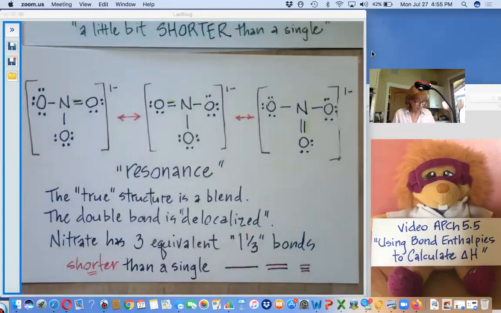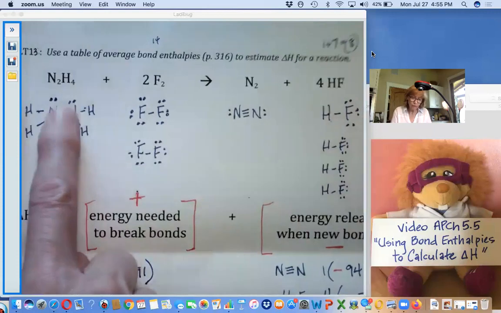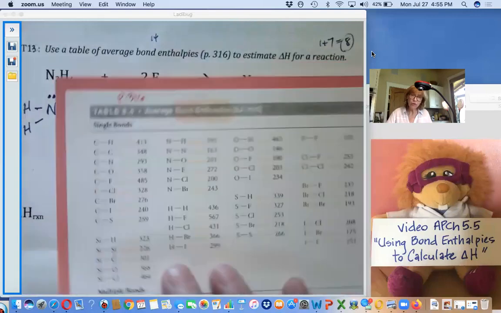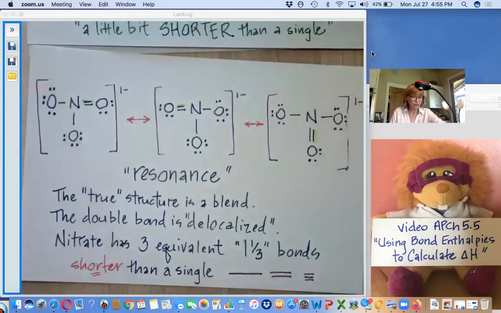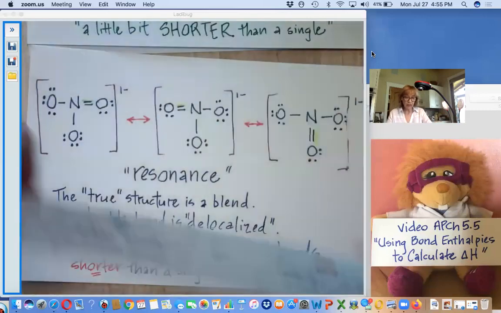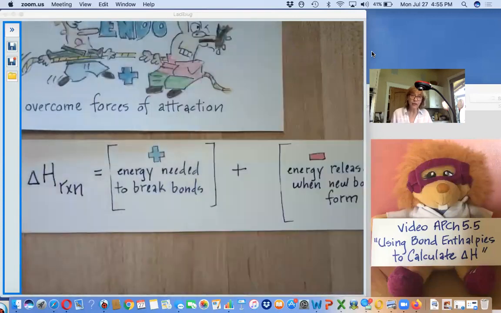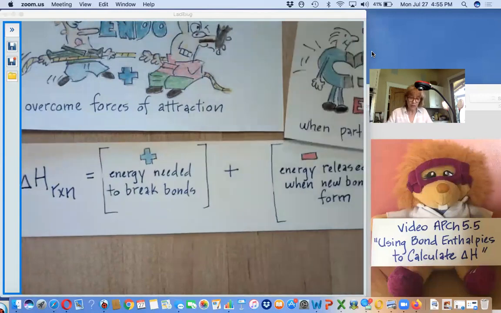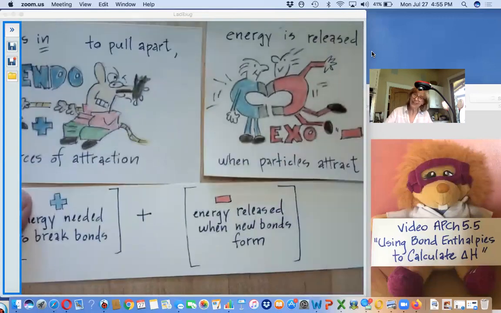And again, that was a lot today, but I hope that you feel comfortable drawing Lewis structures for a balanced equation and using bond enthalpy values to get a good estimate of delta H, remembering that any bonds that you break require that energy goes in, and any new bonds that you form are going to release energy. Okay, guys, thanks a lot.